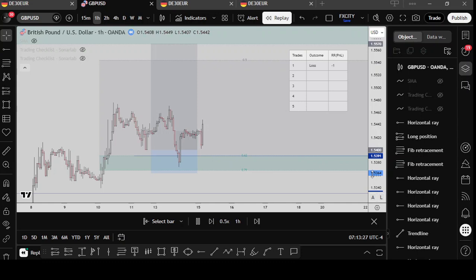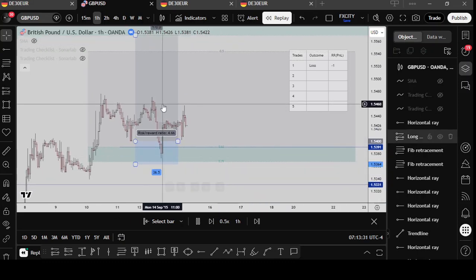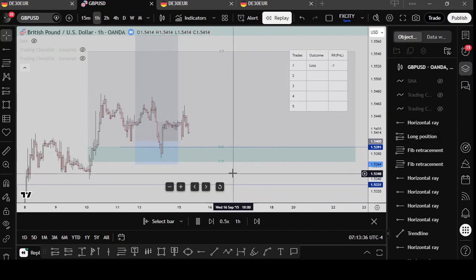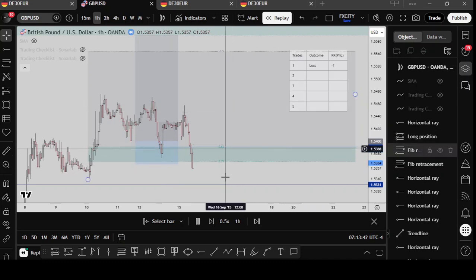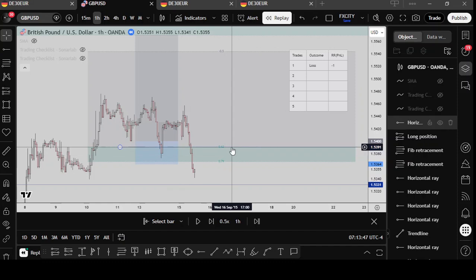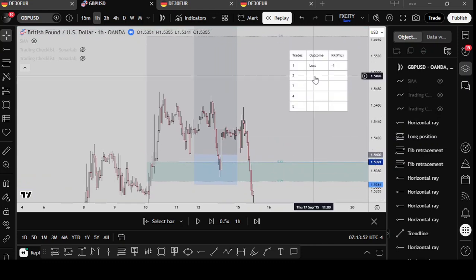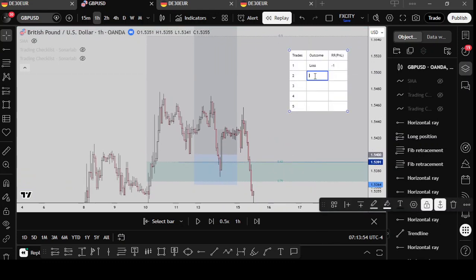Sideways, ranging, and we are looking for that breakout of this high. So that's break even for us. Okay, the price came back and took us out. So I'm going to set that to break even, right? BE. So why am I setting this to break even?